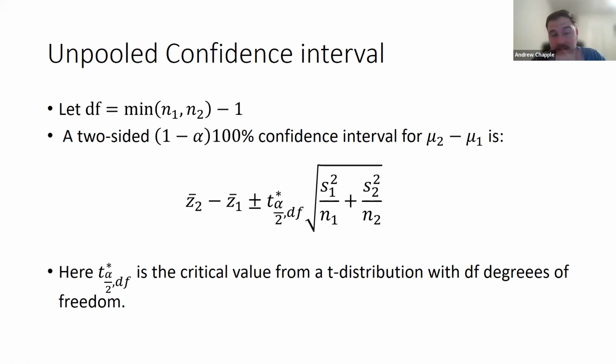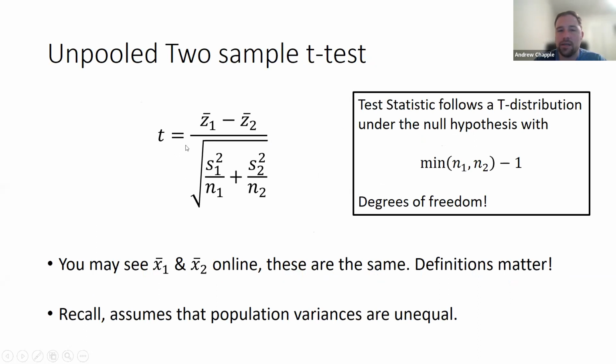If I want to get a confidence interval for this, I can get a confidence interval for mu2 minus mu1, which is the difference in those means, via the difference in the sample averages, plus or minus the critical value from a t-distribution with df degrees of freedom, times this square root, which is on the bottom of your test statistic. So notice, the confidence interval looks similar to the hypothesis test. It's got this bottom part, it's got this top part.